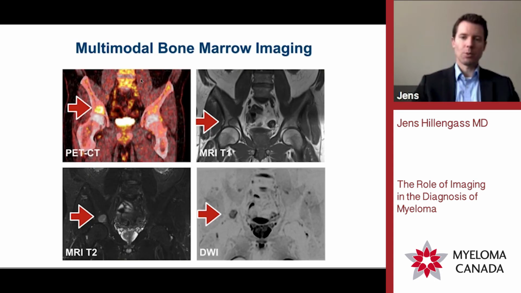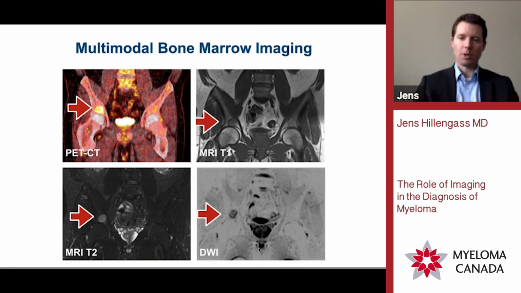You can see here, this is when we do everything in the patient. This is a PET-CT with an area of increased so-called tracer uptake, meaning that there are a lot of plasma cells. Here it's the same in the so-called T1 MRI. Here, that's the change. And here in the so-called T2 MRI, here, the focal lesion.